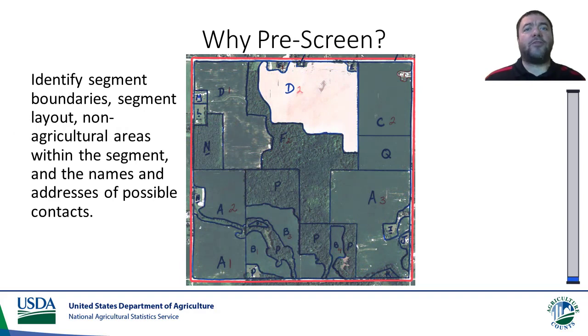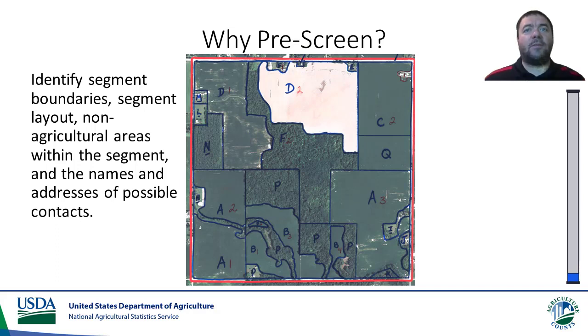The primary purpose of pre-screening is to identify segment boundaries, segment layout, non-agricultural areas within the segment, and the names and addresses of possible contacts. Pre-screening is done for new segments rotating into data collection, and some regions may also target previously enumerated segments where we have found changes and believe a new operator needs to be identified.